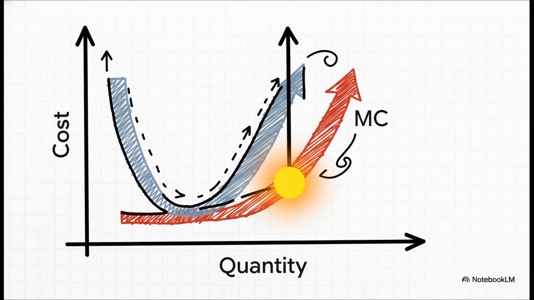First, look at the blue average total cost curve. It's U-shaped. Why? Well, at first, your costs per unit fall because you're spreading your fixed costs, like rent, over more and more units. But eventually, diminishing returns kick in, your variable costs start to climb, and that pulls the average back up. Now look at the red marginal cost curve. It's always rising because of diminishing marginal product. But the single most important, most critical point on this entire graph is right there, the exact spot where the red MC curve crosses the blue ATC curve at its absolute lowest point.